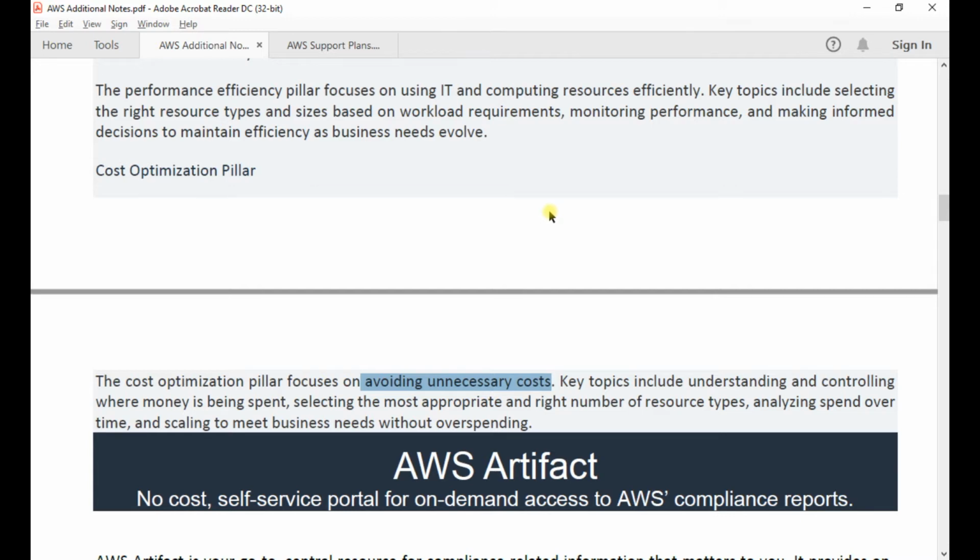Analyzing spend over time and scaling to meet business needs without overspending. So it gives an overall insight into how much cost we are spending and how much is the utilization. Cost versus utilization will definitely alert the customers to where the wastage is.